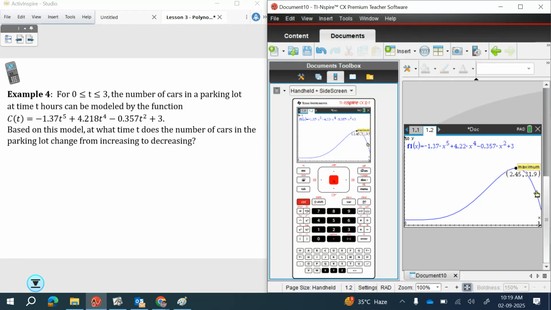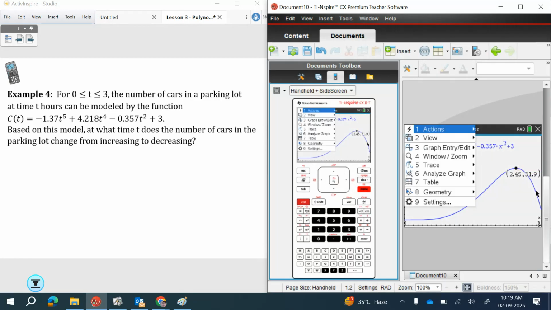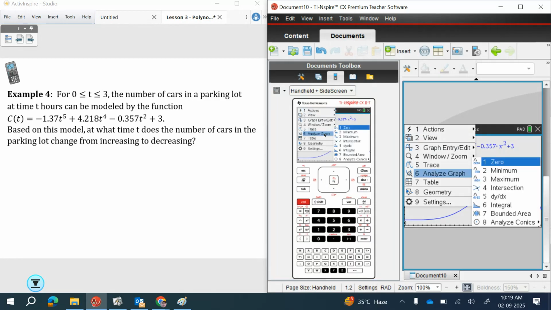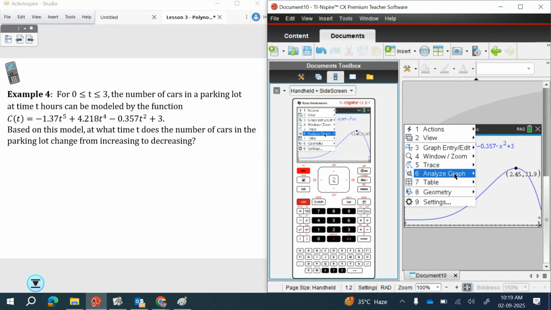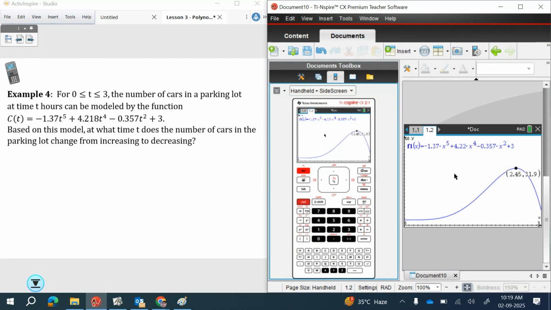Somewhere around here there's a point of inflection. So if we analyze the graph, no, let's not do that. Okay, 2.39. I just selected the maximum. Okay. Wait, what? I was going to do a bit of a side quest there, but I'm not going to.